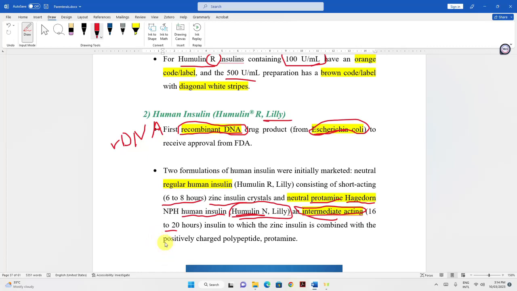And that is to mimic basal, if you remember from last time, part 2, that we talked about, that basal insulin can be represented by intermediate or long-acting insulin. Okay.